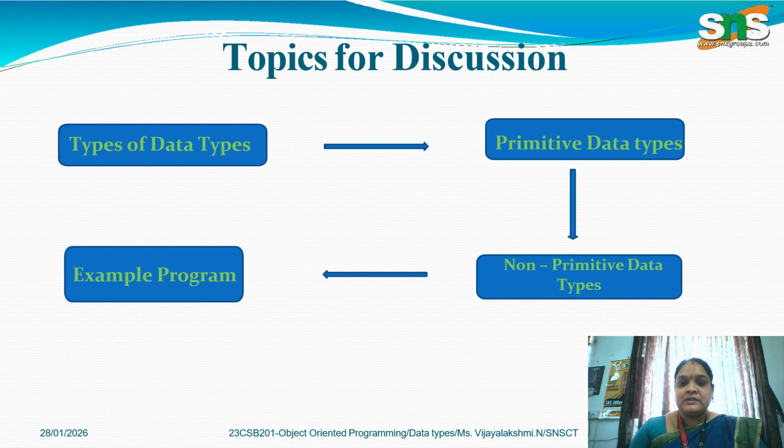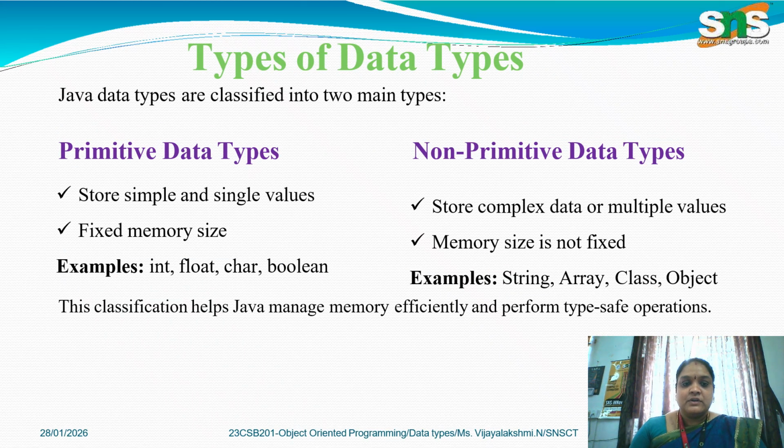So here are the topics which we are going to discuss: types of data types. We have two types, primitive and non-primitive, and we are going to see them with examples. Primitive means just storing a single value, and in simple terms I can say it will have a fixed kind of memory, and there are only four primitive data types.